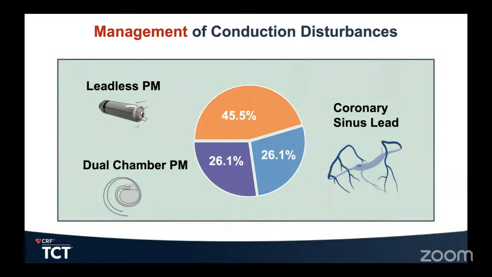The management here, this is just a report from this registry, how these patients were managed. Again, this is considering compassionate use cases, all the early experiences, as well as commercial cases. So there are many different management strategies. The most common was with leadless pacemakers, 45.5%. Some patients also required a dual chamber pacemaker, while for others, the investigators preferred to implant a coronary sinus lead.